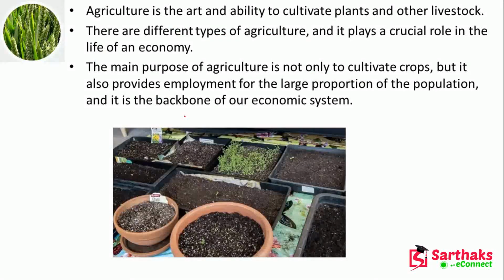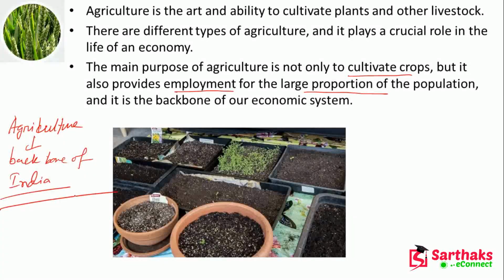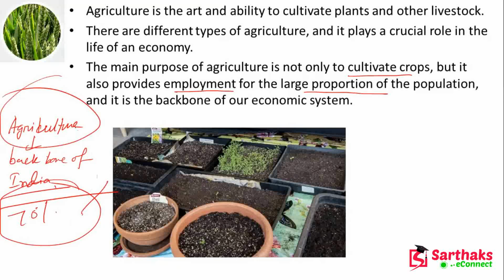Now, agriculture. What are the points you have to remember? There are different types of agriculture for different types of crops, but the economic value should be maintained. The main purpose of agriculture is not only to cultivate crops, but it also provides employment to a large proportion of the population. Agriculture is the backbone of India. 70% of the population is engaged in agriculture. Their families depend on agriculture for their economic activity. So that's why this is very, very important.